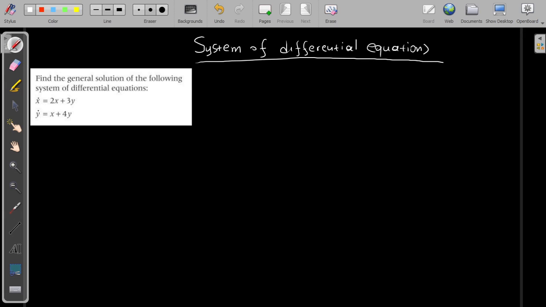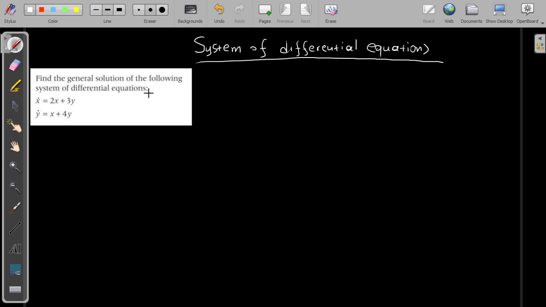Hello, this is Maths with Lemon, and in this topic we will see how to solve a system of differential equations. Let's see the problem. Find the general solution of the following system of differential equations.